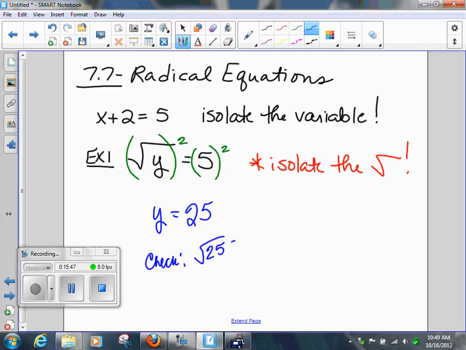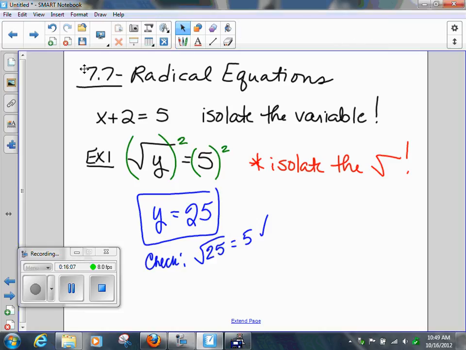Square root of 25 equal to 5? Is that a true statement? Yep. Is y equals 25 my official solution? Yes, it is. Good answer. Thank you. All right, y'all.